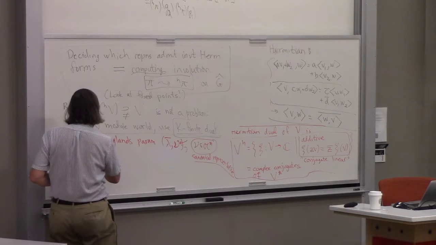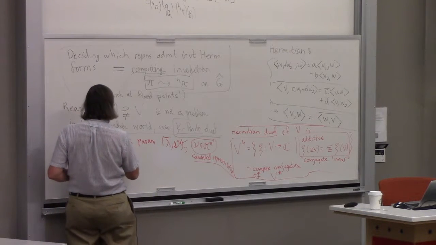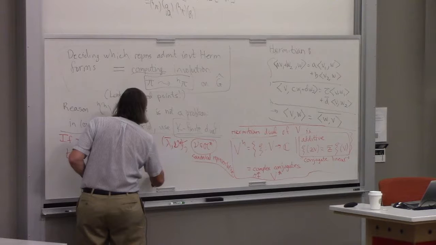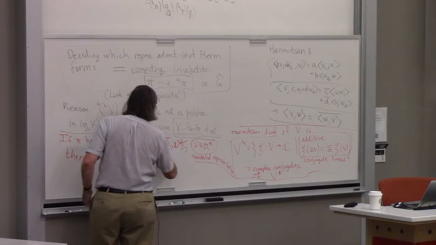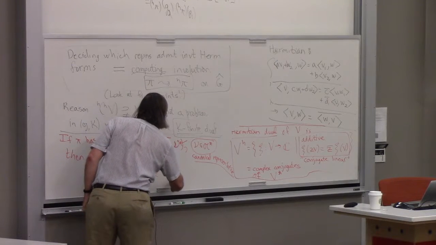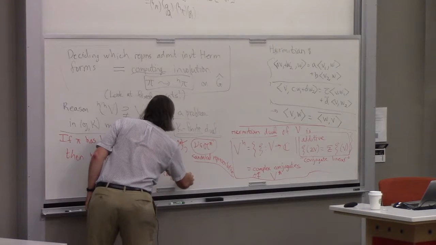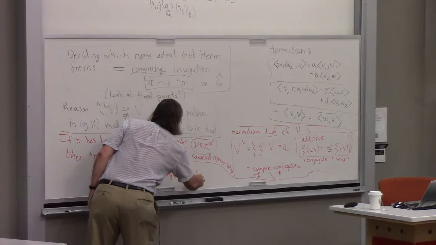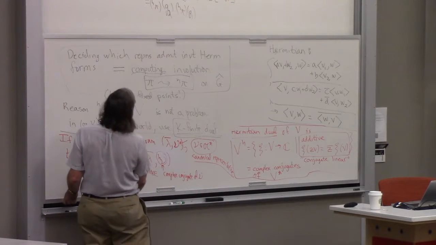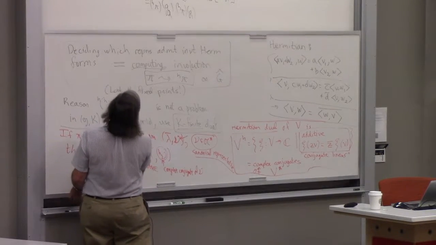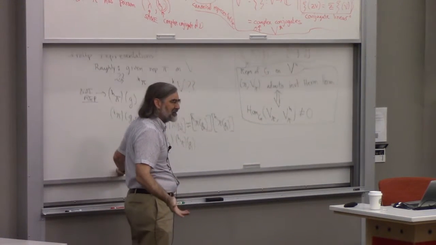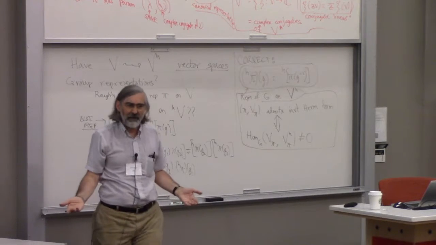Then this Hermitian dual of pi has a parameter lambda bar. This is exactly the same. And, well, I'll write nu Hermitian. This is the complex conjugate of nu. Well, what does that mean? There's a little bit of a problem: the complex conjugate of a complex linear functional is not a complex linear functional.